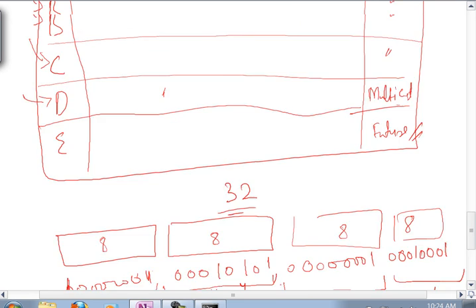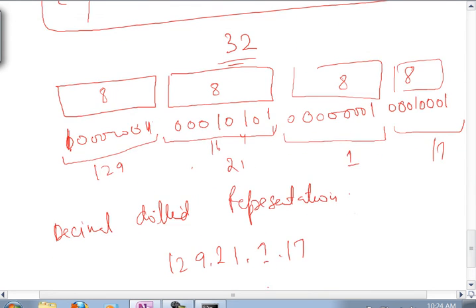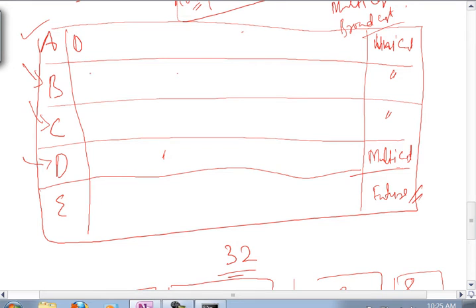Okay. Now coming back to the classes. We have 4 octets, right? 8 bits each. So you could say there are 4 bytes. That makes 32 bits. So I will make it 4 bytes like this. This is the first byte, this is the second, this is the third, and the fourth, right?